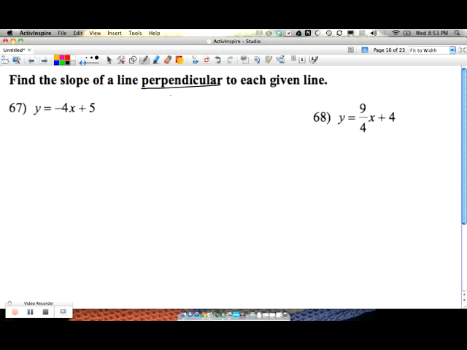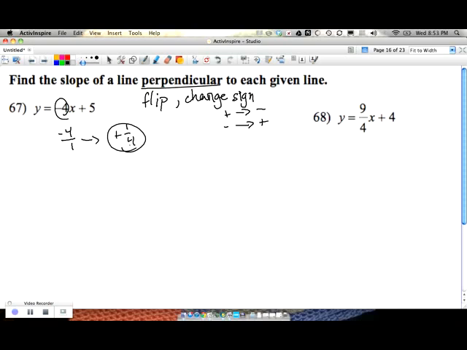Find the slope of a line perpendicular. Perpendicular means we're going to flip it and change the sign. The sign is it positive going to negative or negative going to positive? So I take this number here. I got negative 4. It's really negative 4 over 1. I'm going to flip it and make it positive. And then that would be my slope, 1/4.